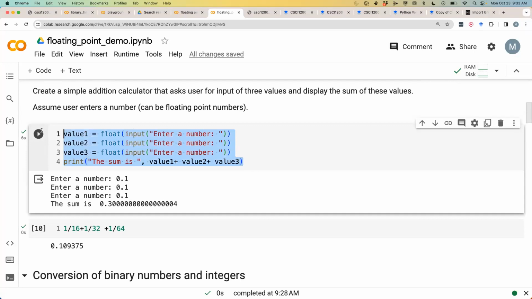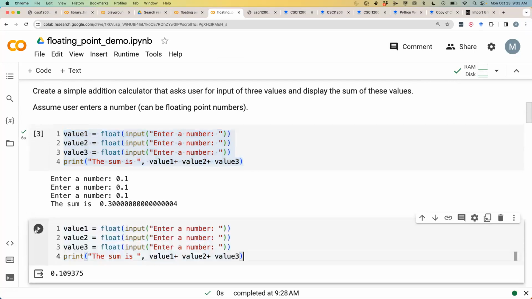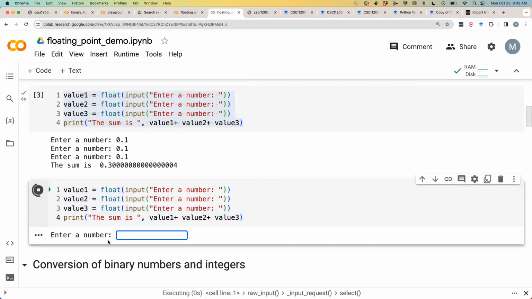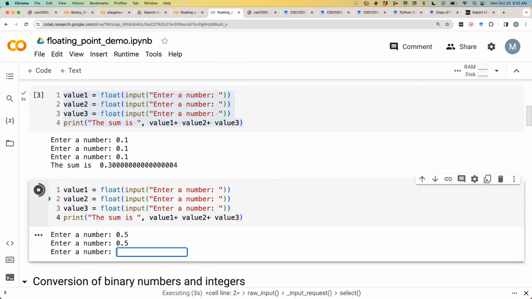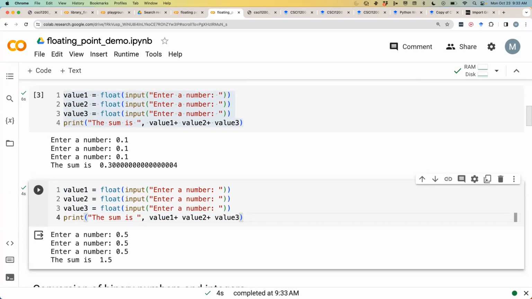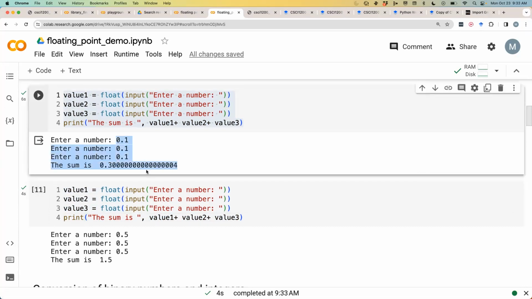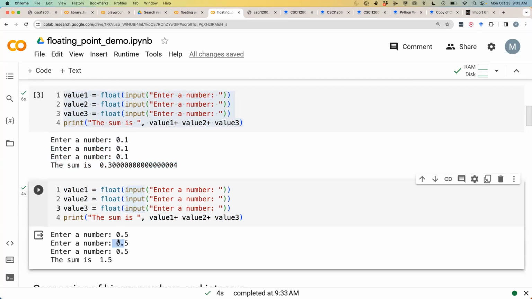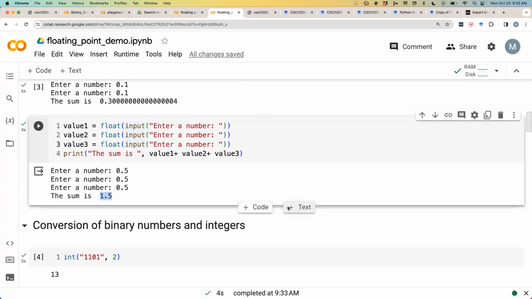But let's try different numbers. Say 0.5. 0.5 and 0.5, as expected, it will give me 1.5. So not all floating point numbers give me imprecise calculations. 0.1 gives me imprecise calculations, but 0.5 does not. It gives me precisely what I wanted. 0.5 times 3 is 1.5, exactly. All right, so there are decimal numbers that can be represented precisely, and there are decimal numbers that cannot be represented precisely.